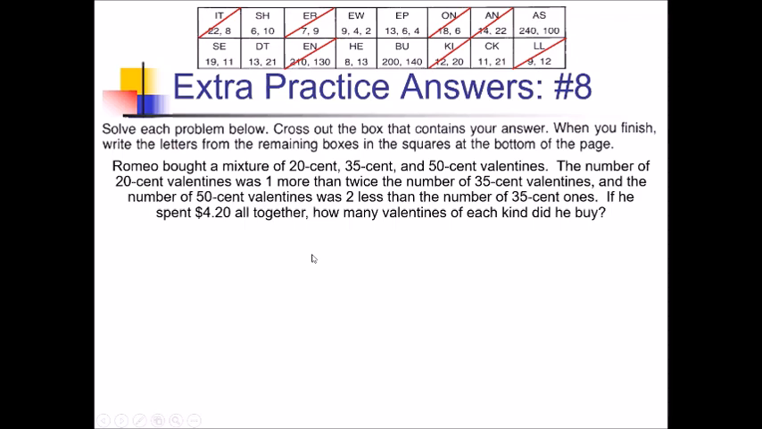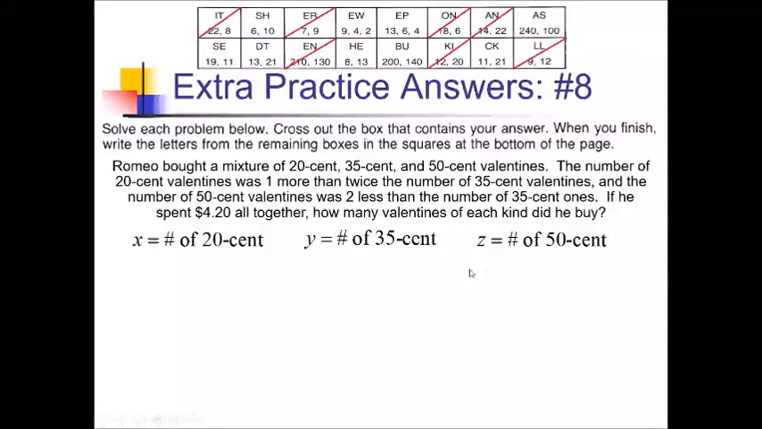I'm just going to use x, y, and z because what else am I going to use here? So x, that'll be the number of 20-cent Valentines. Y is the number of 35-cent ones. And z will be the number of 50-cent Valentines. So we really need to start using variables to keep all this information sorted out. Now let's go through and write some equations.